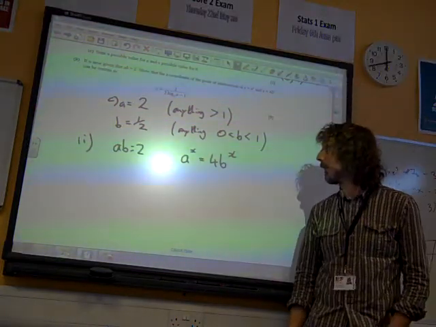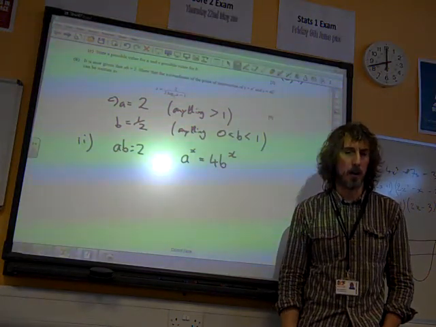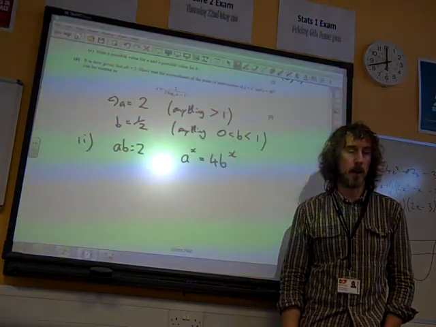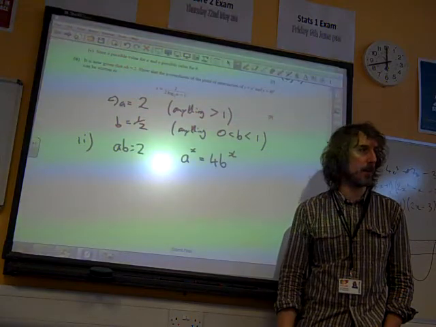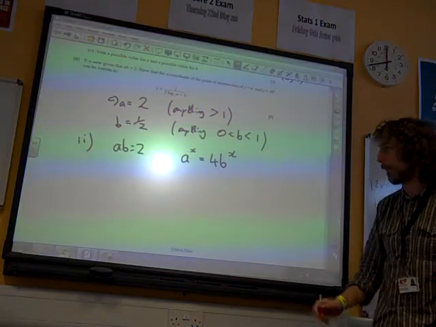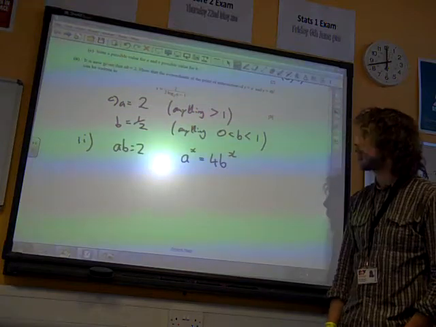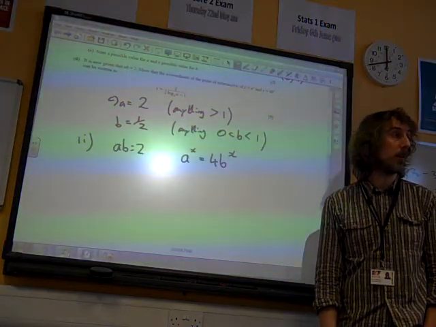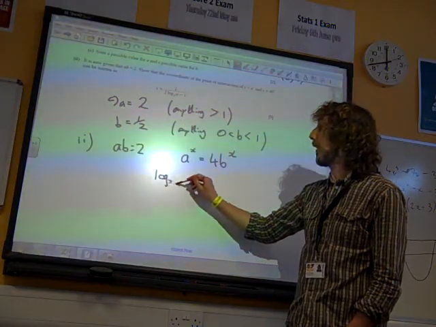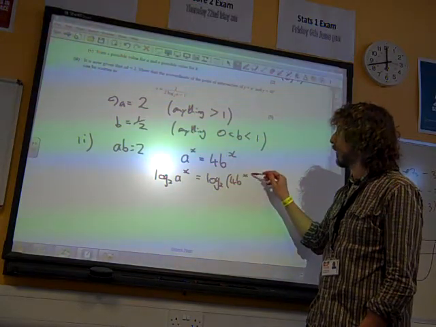The mark scheme has us taking logs very, very early. I actually did quite a lot of working out before I took logs when I did it. In fact, I'll do this 2 ways. I'll do this the way that I did it, the way that occurred to me, and the way that the mark scheme did it. Now, the mark scheme, if I remember correctly, started by taking log base 2 of both sides of this equation. And if we take log base 2, because we've got log base 2 in the answer, we get log base 2 of a to the x is log base 2 of 4b to the x.